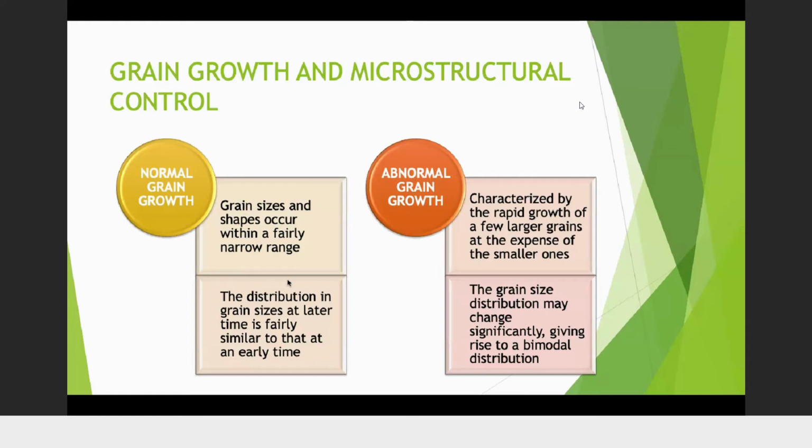While abnormal grain growth means that you have a rapid growth of a few larger grains at the expense of the smaller ones. That means the bigger grains eat up the smaller ones. So you will have different sizes, the range of the size is different, and the grain size distribution may change significantly. Therefore, you will have a bimodal distribution. So there are two types of grain growth: normal and abnormal grain growth.